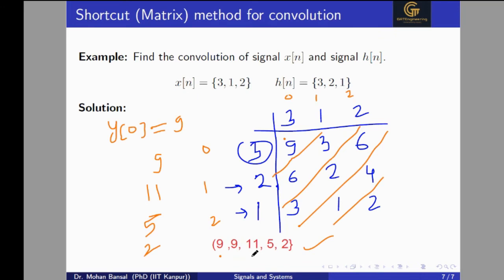So what you can do, just draw the matrix and multiply elements with the other row, take the diagonals and add the elements, and you will get the value for the output y.